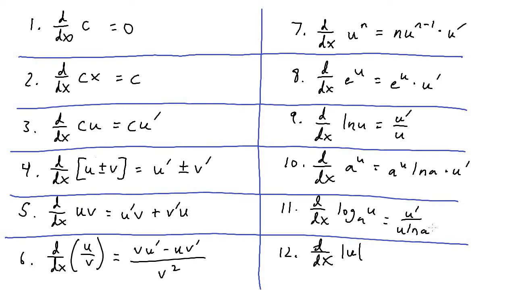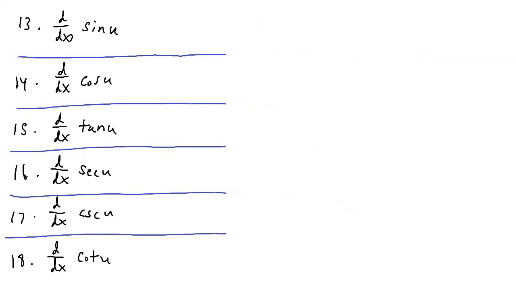For number 12, this one's a new one. The derivative of the absolute value of some function u is going to be u over the absolute value of u times u prime. So now from 13 to 18, we have the derivatives of trig functions. So number 13, derivative of sine of some function u is going to be cosine of u times u prime. The derivative of cosine u is going to be negative sine of u times u prime.